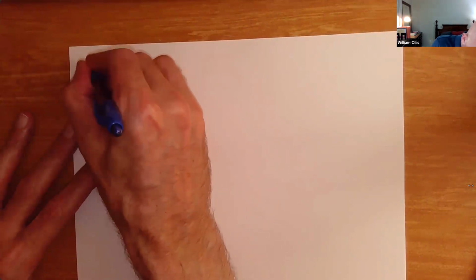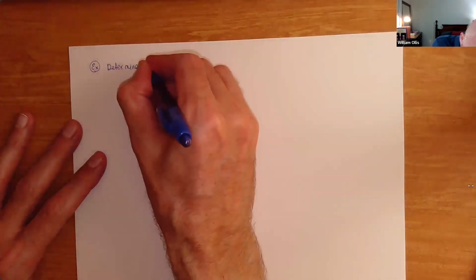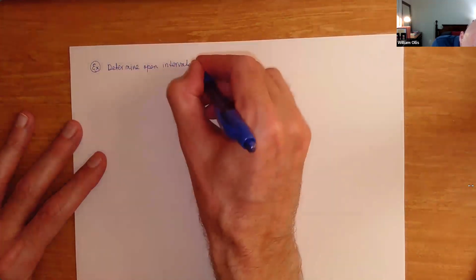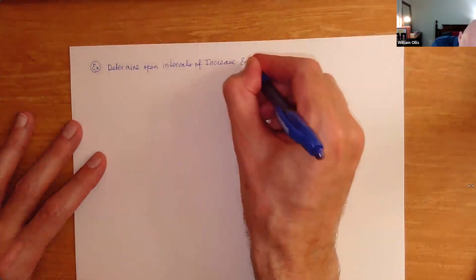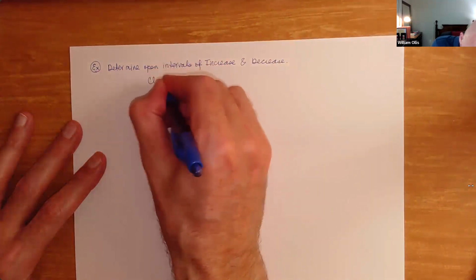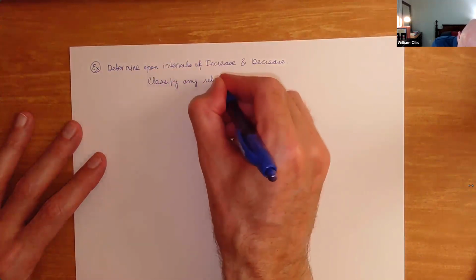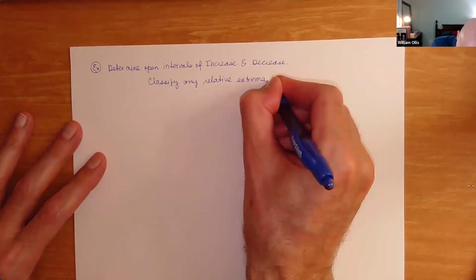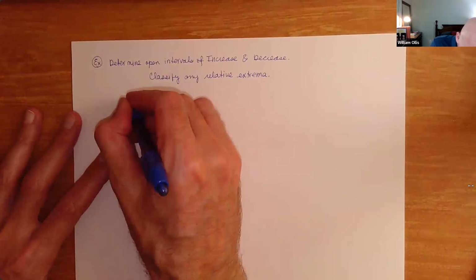Example: determine open intervals of increase and decrease, and then classify any relative extrema. Again, you just get one with the other. So here's the function. This is a little bit different.